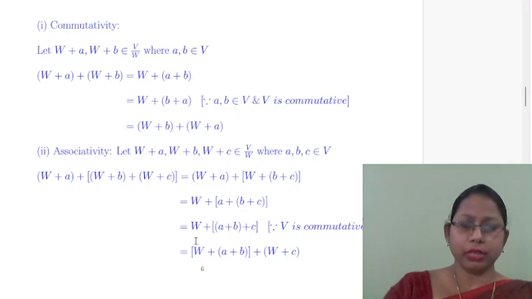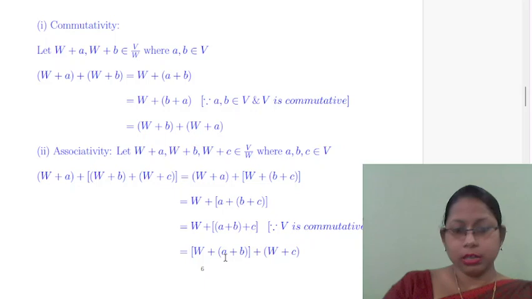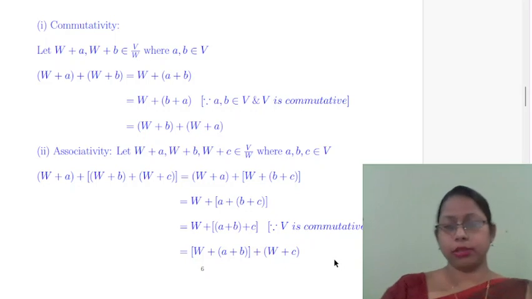So in the next step, again using the definition of vector addition in V/W, we can write (W + (A + B)) + (W + C). Again using the vector addition, we can write this as ((W + A) + (W + B)) + (W + C). Therefore, V/W is associative.